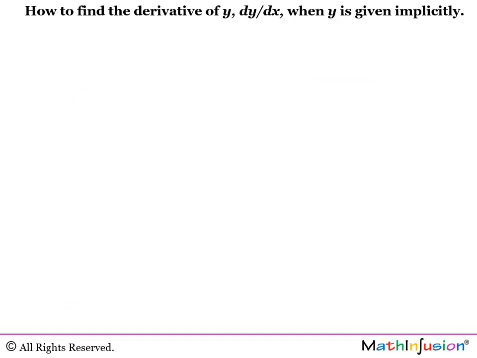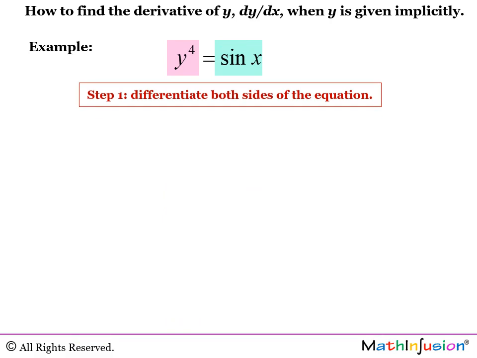We are now going to learn how to find the derivative of y, which is, in this case, dy/dx, when y is given implicitly. Example. We always have to work now with an equation. There are two sides to the equation, and we need to differentiate both sides. This is step 1, differentiating both sides. We know how to differentiate each one of the building blocks of implicit differentiation, so let's use it.